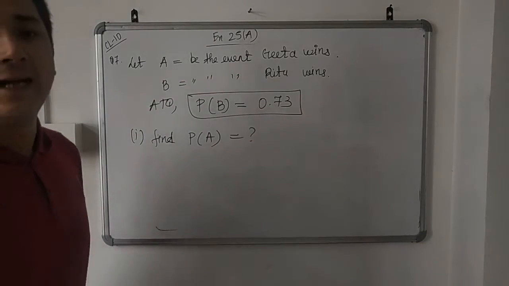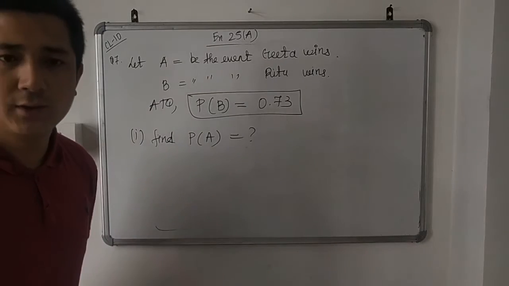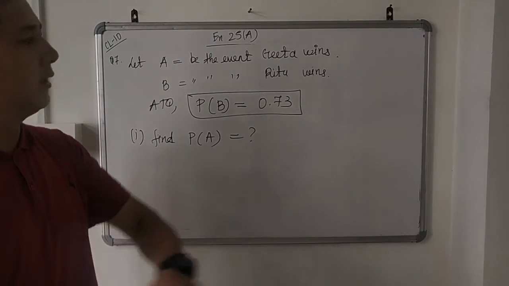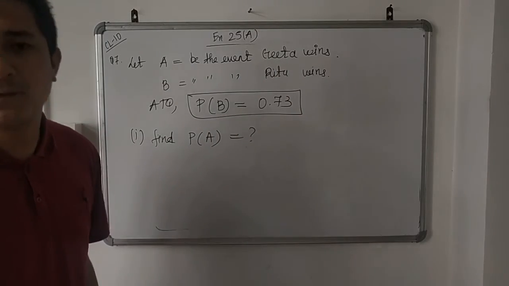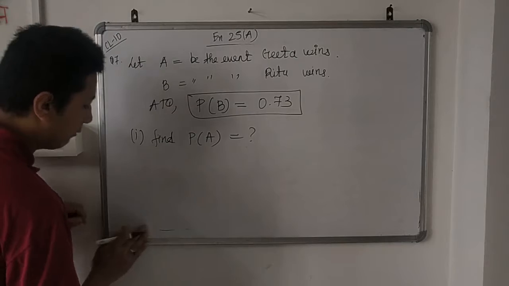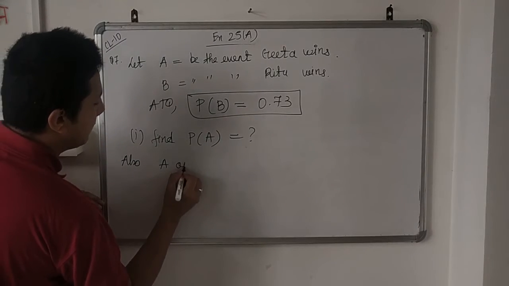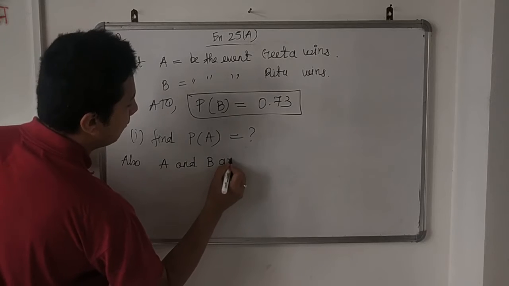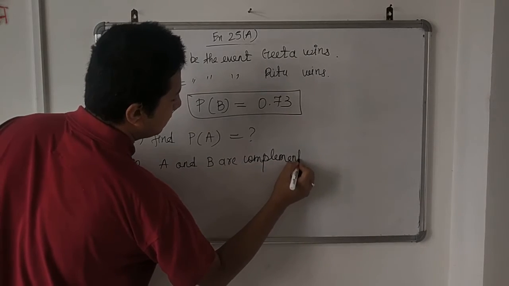Another thing we know is that it's a match between Geeta and Ritu. So if one of them loses, then the other one wins. If Ritu wins, Geeta loses. If Geeta wins, Ritu loses. Which means they are complementary to each other. So please note down that also: A and B are complementary to each other.